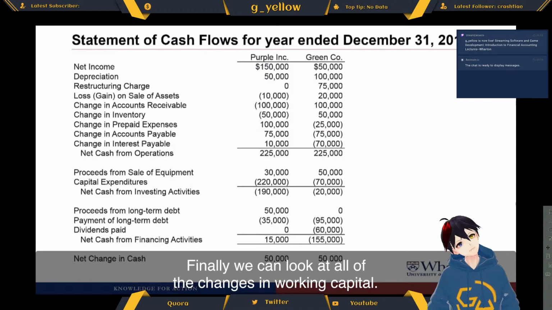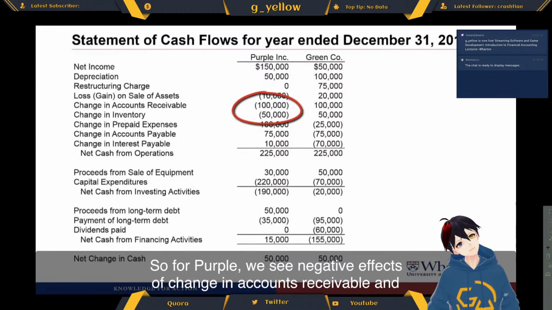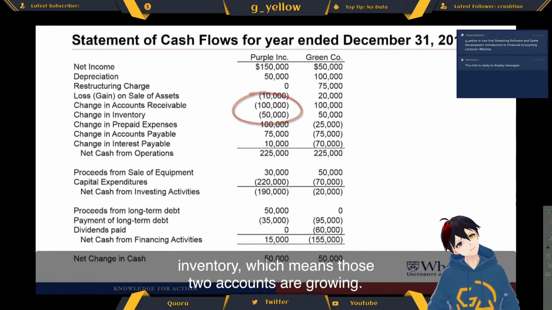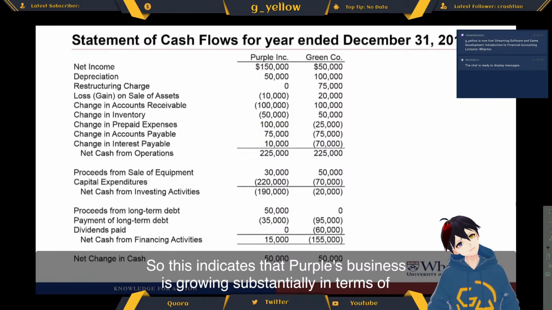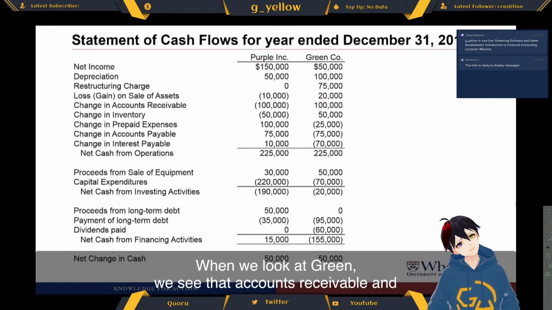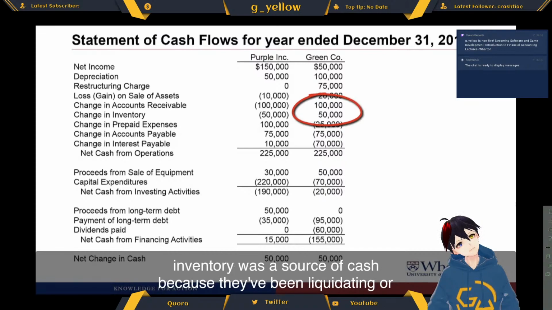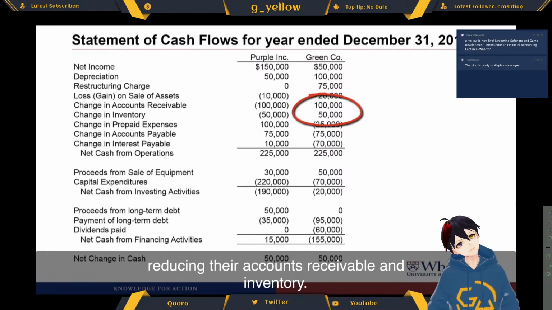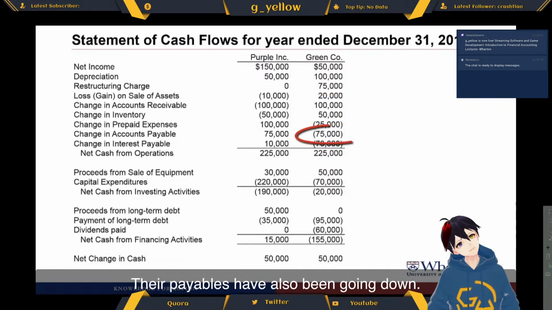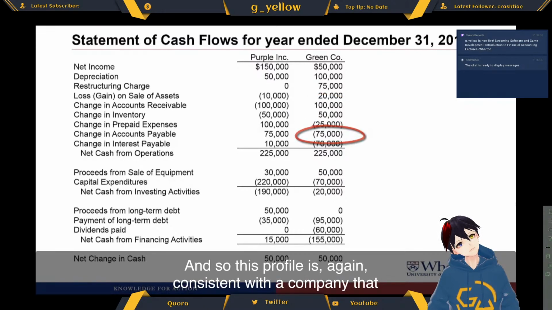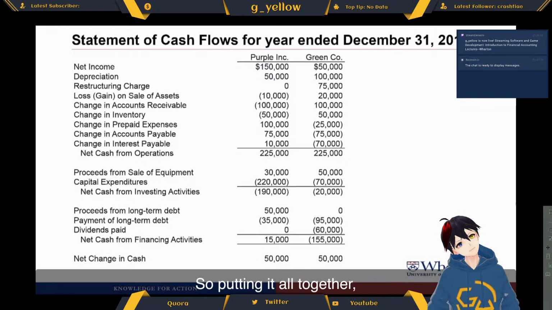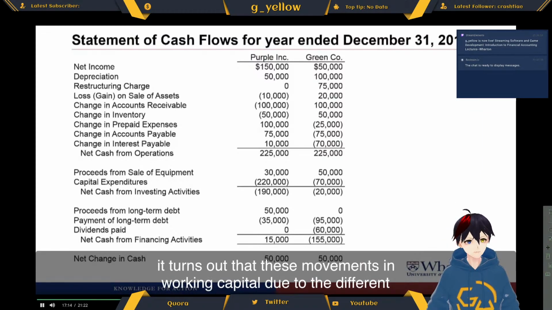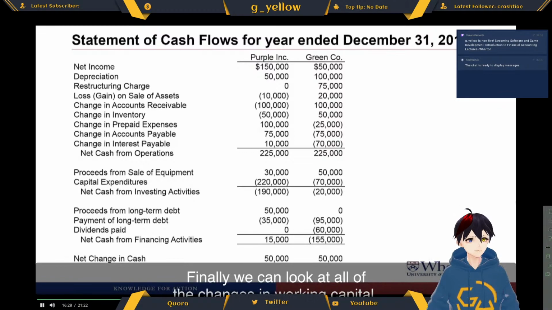Finally, we can look at all of the changes in working capital. So for Purple, we see negative effects of change in accounts receivable and inventory, which means those two accounts are growing. Change in accounts payable is positive, which also means it's growing. So this indicates that Purple's business is growing substantially in terms of their working capital. When we look at Green, we see that accounts receivable and inventory was a source of cash because they've been liquidating or reducing their accounts receivable and inventory. Their payables have also been going down. And so this profile is, again, consistent with a company that doesn't have a lot of growth and may actually be reducing its size. So putting it all together, it turns out that these movements in working capital are due to all of the changes in working capital.